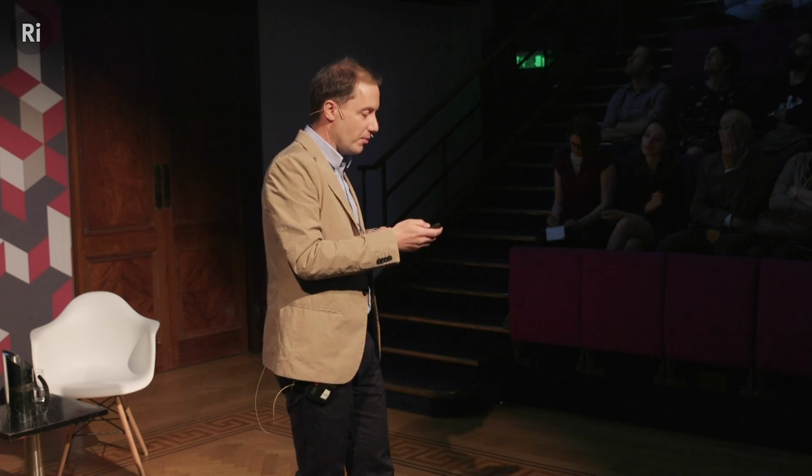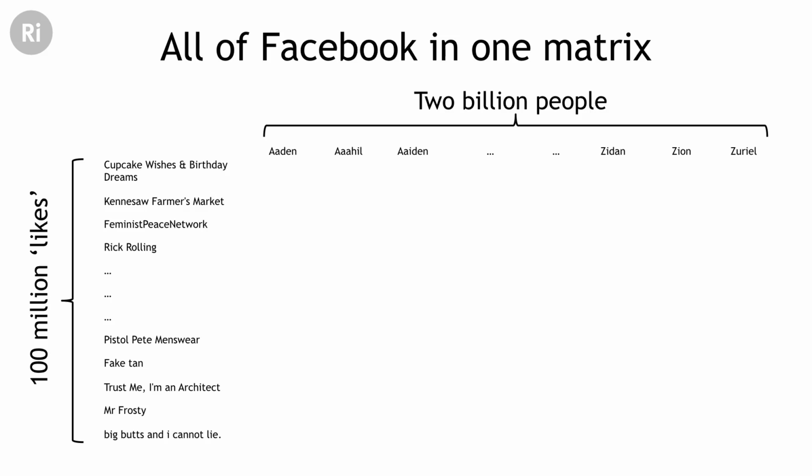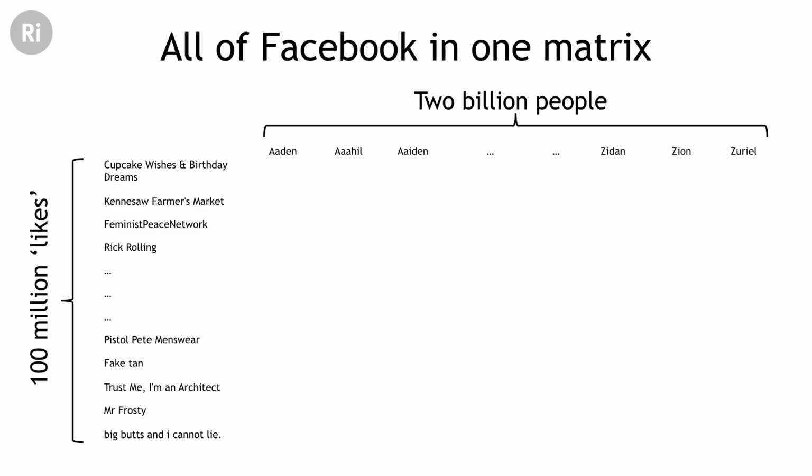This is what happens for Facebook. This is how Facebook sees the world. They have all of the world, 2 billion people, on one axis. Then they have 100 million likes of various different things on another axis. And their task is to reduce this massive, massive matrix of data to some form of understanding of all the people around the world. I love some of these categories.